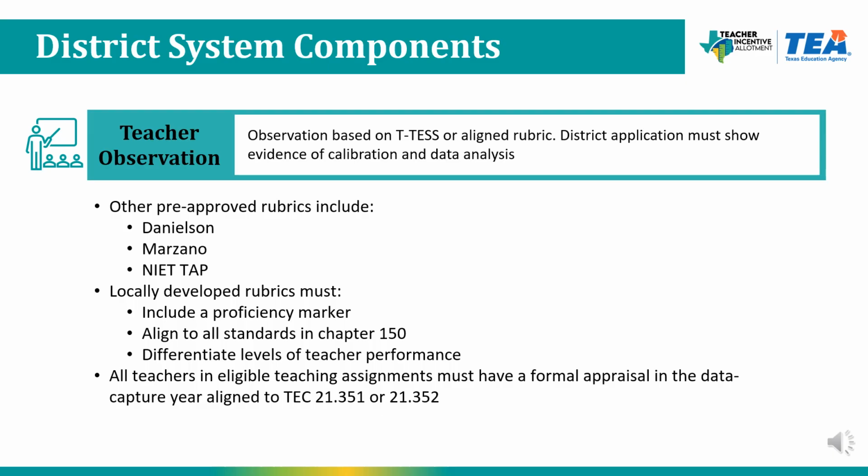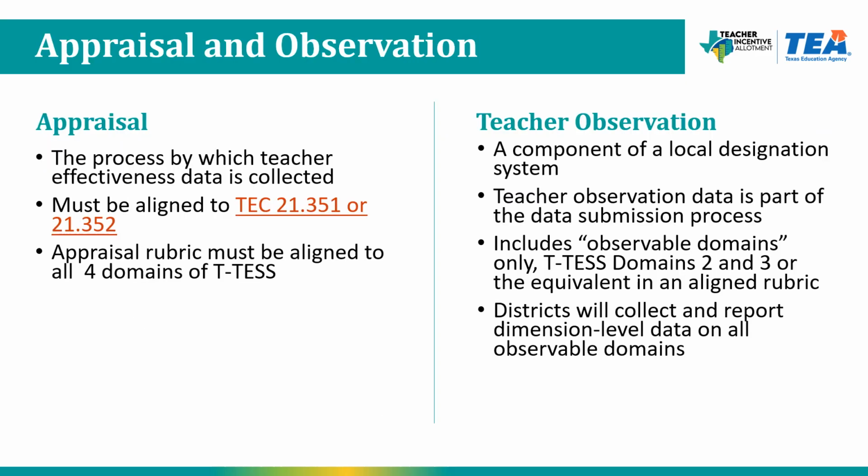It is important to note when creating your local designation system, all teachers in eligible teaching assignments must have a formal appraisal for the data capture year, which for new applicants is 2025-2026. Teacher observation data used for TIA must be aligned to a formal appraisal process. When we talk about appraisal, we are talking about the process. When we talk about teacher observation, we're talking about the specific observable domains and what data will be used to determine teacher designations. Districts will gather and report dimension-level data in these domains for TIA.